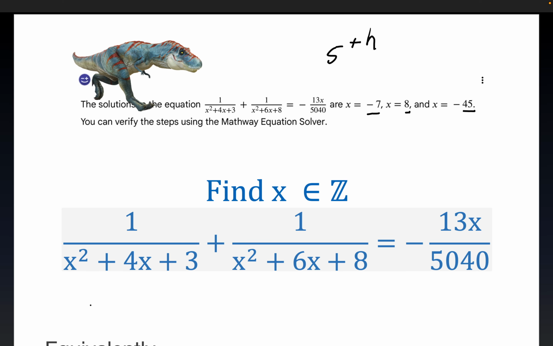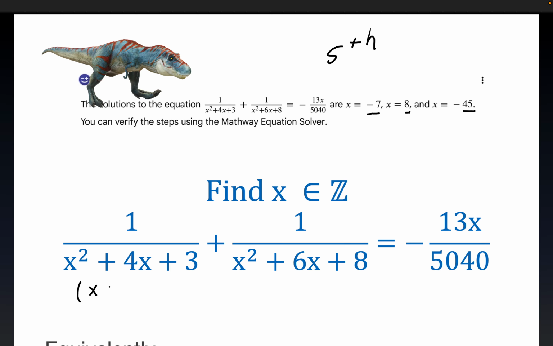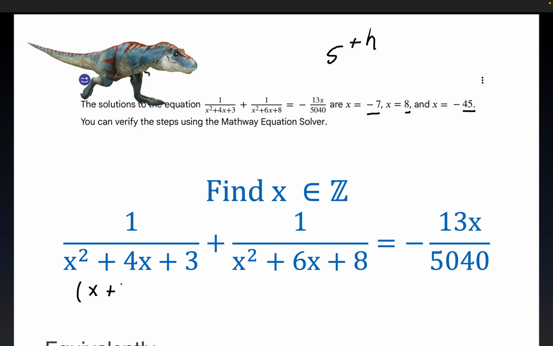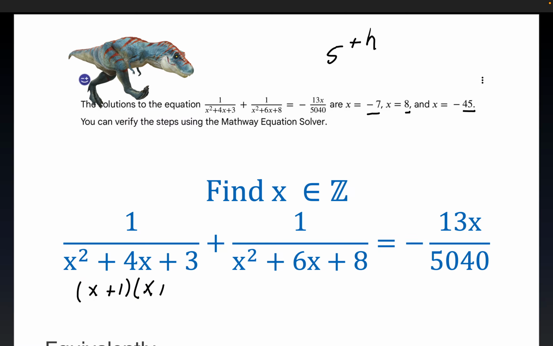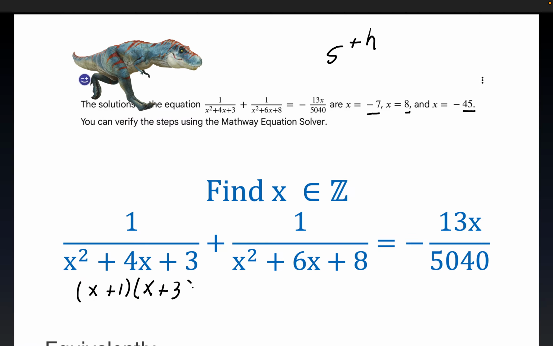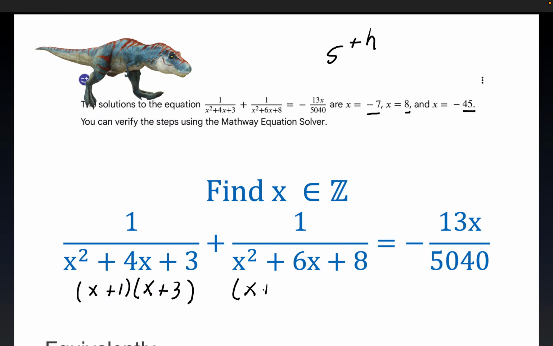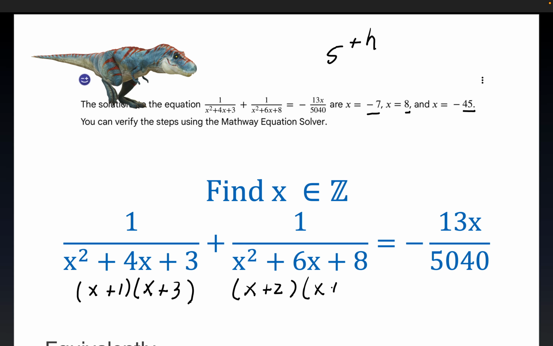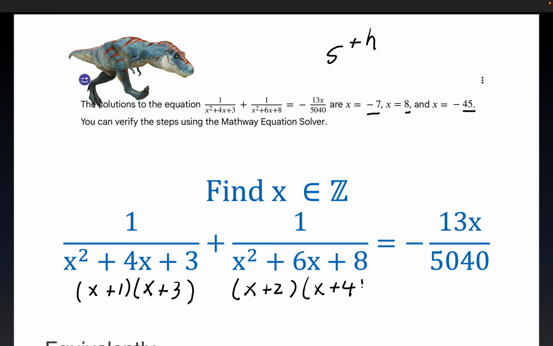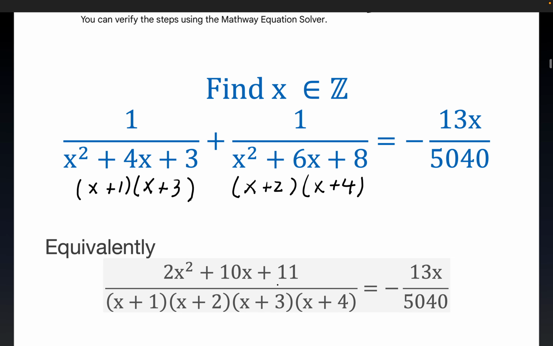Now, one thing to notice that really makes life fairly easy, believe it or not, is that this piece right here certainly factors into x plus 1 times x plus 3. And this denominator over here is x plus 2 times x plus 4. Now, that turns out to be immensely useful. This is just simple algebra. You can just juxtapose these four linear factors together.